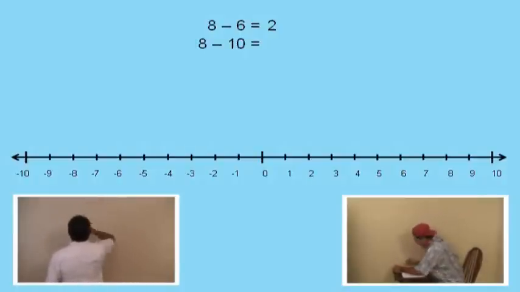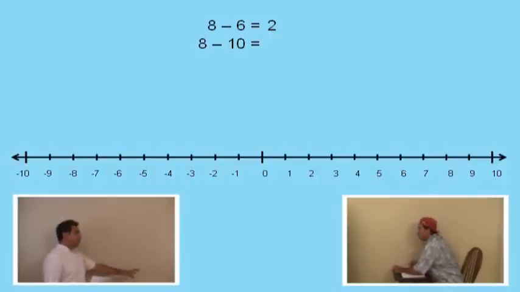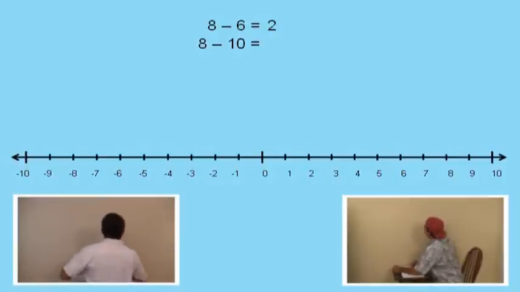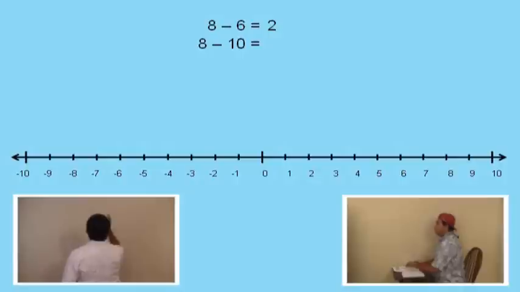8 subtract 10. Okay, we're going to do this problem here. Now, Charlie, you look at this problem here. Look at your number line. Okay, now think about where you're starting. 8. And you're moving which way? To the left. Okay. Now, when you subtract 10, Charlie, what can you tell me? You look at the number line there. What's going to happen when you start at 8 and move 10 to the left? You pass the 0. Okay, you're going to pass the 0. So what does it mean when you pass the 0 on the number line? What is on that side of the 0? The negative numbers. Okay, those are the negative numbers.